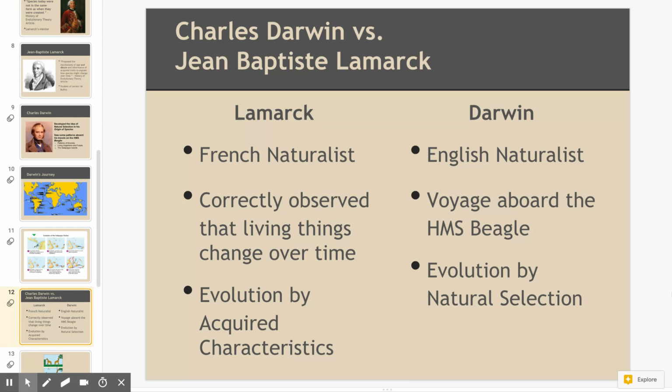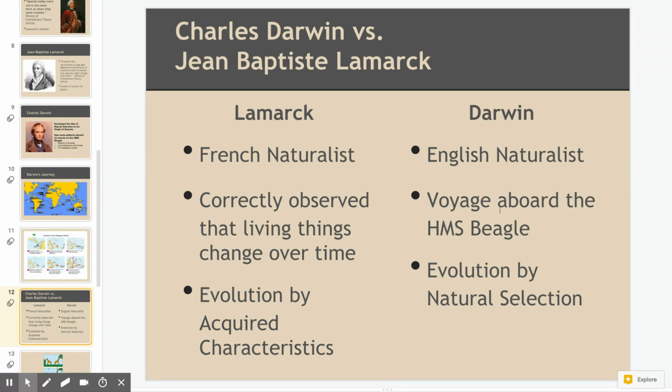So Lamarck was a French naturalist. He correctly observed that living things change over time, but his main idea down here was evolution by acquired characteristics. Acquired means like you get it. And he thought, and I'll show you a little picture on the next page, that organisms during their lifetime could acquire new traits as necessary.